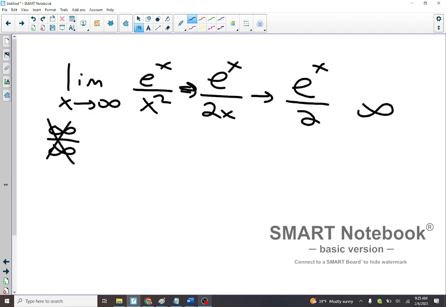Can we know that from the beginning? If you recognize it, maybe. You see e to the x at the top, you see what it is? No, because I can put something bigger on the bottom that causes it to be 0. I could put 2 to the x on the bottom, something like that.